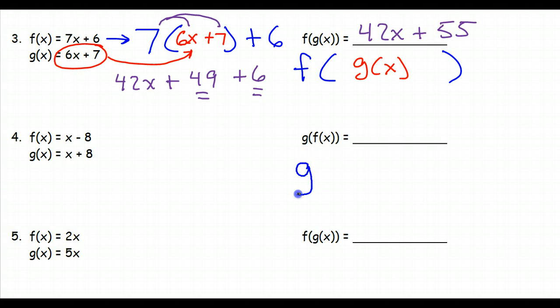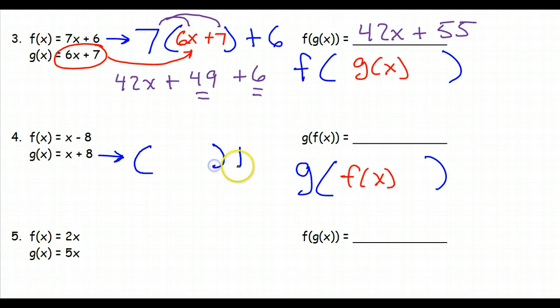Okay, this time function g is on the outside, and function f is on the inside. So let's start with function g. Function g says x plus 8. Just put parentheses instead of the x. Not next to, instead of. And now inside of here goes function f. So that's why I will put x minus 8 in there.